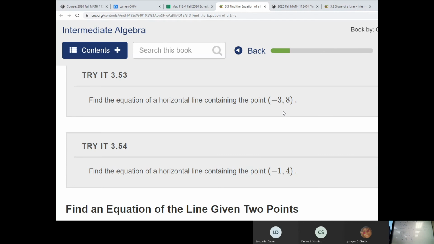Okay, the equation of the horizontal line going through this point. Same thing, horizontal line, doesn't matter what x is, so y equals 4.